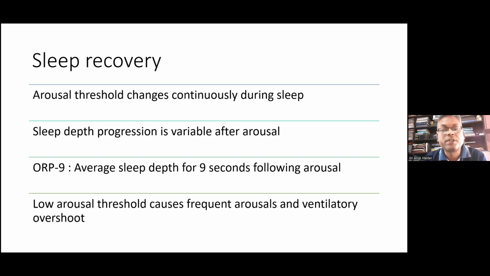So low arousal threshold causes frequent arousals and ventilatory overshoot. When we are being aroused from sleep, we have the forces of respiration control, the neural drive, like what I have told before, and there is ventilatory overshooting. This ventilatory overshooting causes lowering of carbon dioxide, and there is again ventilatory dampening. So recurrent arousals mean ventilatory overshooting followed by ventilatory dampening, and that causes rapid change of ventilatory state and instability.